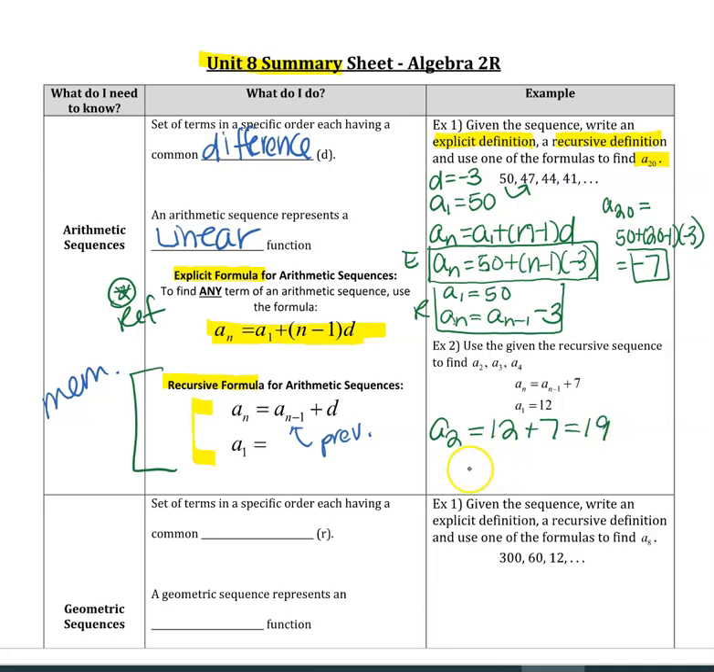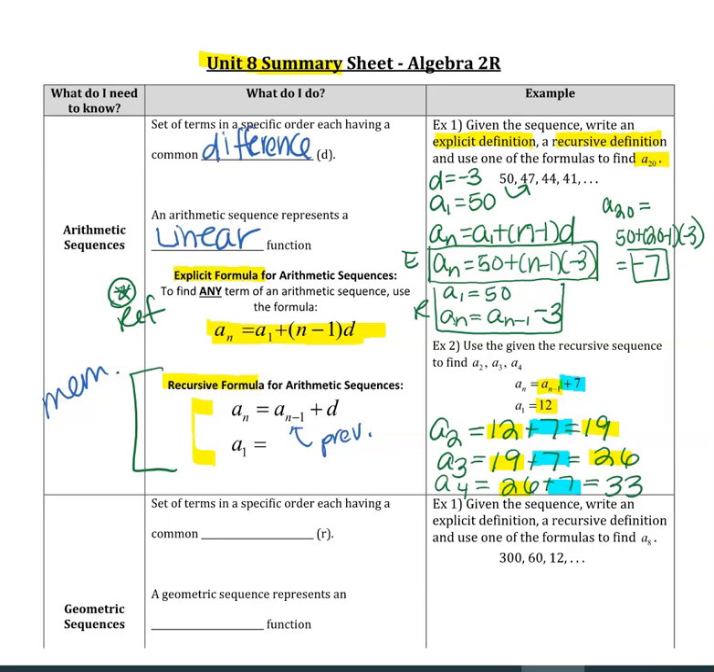19. If I want the third term, I'm going to take the previous term, which is 19, add 7 to it, and that would give me 26. If I want the fourth term, I'm going to take the previous term, add 7 to it, and that would give me 33. So notice how I'm always using the previous term to find the next term by adding the common difference. Common difference in this case was 7. The previous term is simply coming from where this a sub n minus 1 is. And that's how you read recursive sequences.